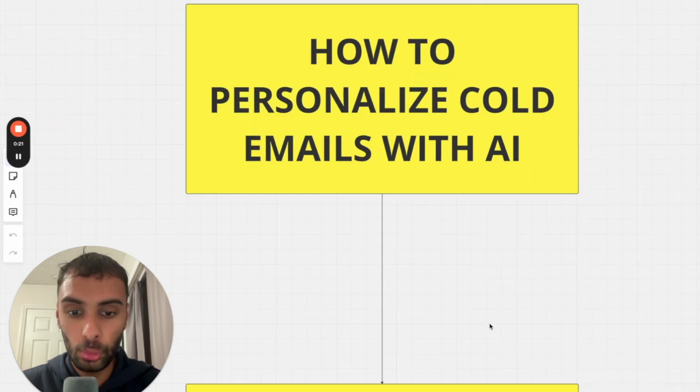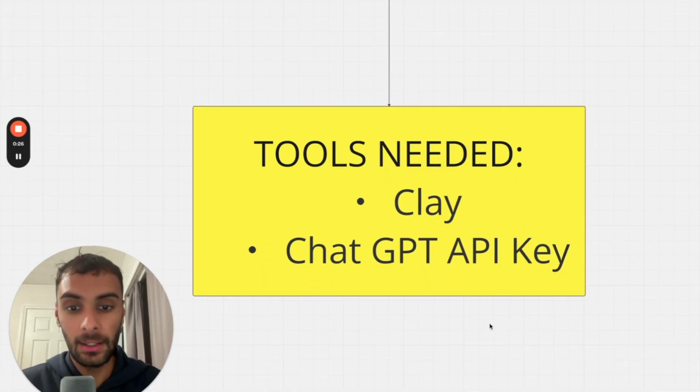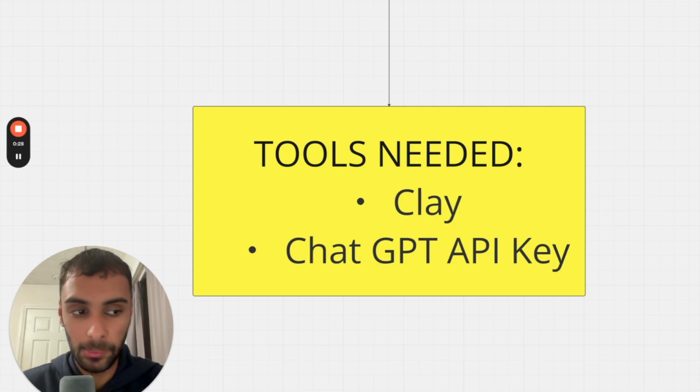So there's primarily two tools that you're gonna need. One is clay.com, and the second is ChatGPT, and specifically the API key of ChatGPT. So I'll go through why you need both and what they both do in this situation.